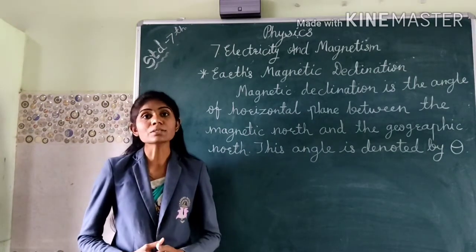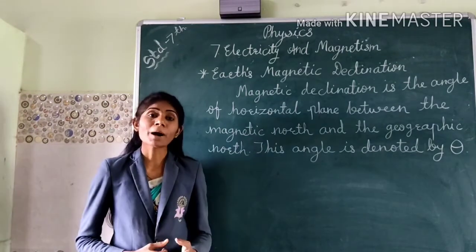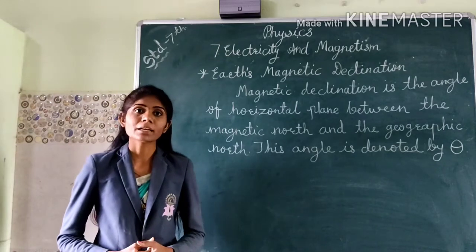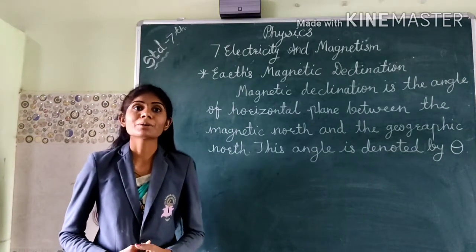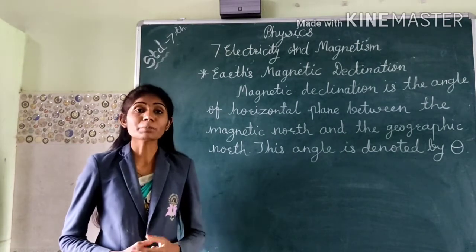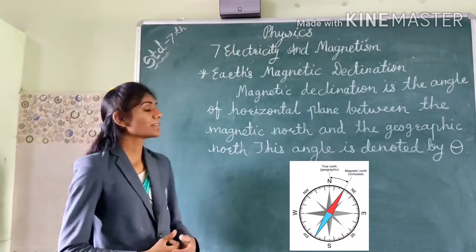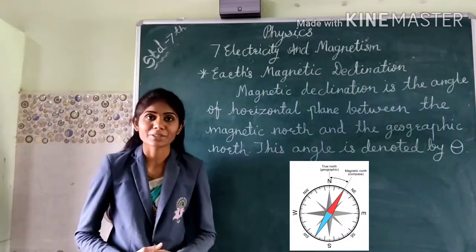Due to these reasons only, if we suspend any magnetic needle or bar-shaped magnet, then it will rest always in the north and south direction. This is because of Earth's magnetic field, the Earth's magnetic declination.